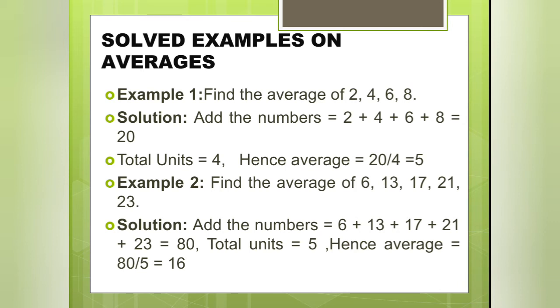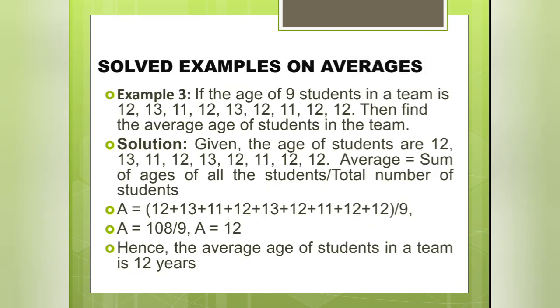I think you have got the concept now. In example number 3, we are given that the ages of 9 students in a team are 12 years, 13, 11, 12, 13, 12, 11, 12 and 12 years. We are asked to find the average age of students in the team. There are 9 students. We first add the ages of all the students, which gives us 108, and the total students are 9, so we divide 108 by 9, which gives us 12. So the average age of the students in the team is 12 years.